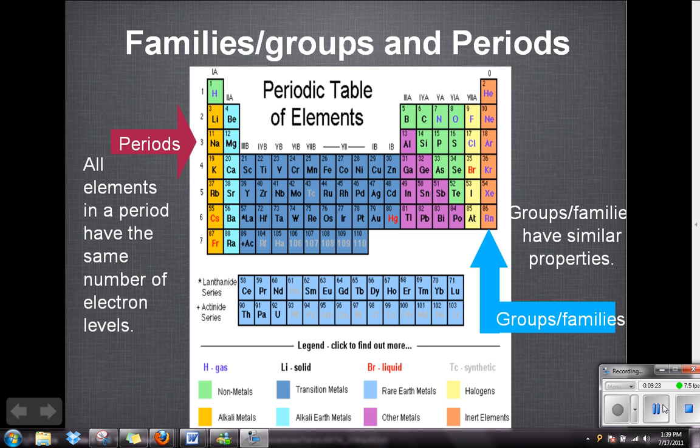Groups or families have similar properties, and you'll see a key to the groups or families down at the bottom. If we look at these noble gases, they're saying that these are inert elements. We can learn more about what that means later. This light blue color says alkali earth metals. All metals we can find in their natural state are solid on Earth. Alright, so that is that.